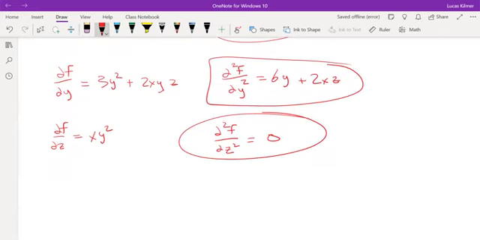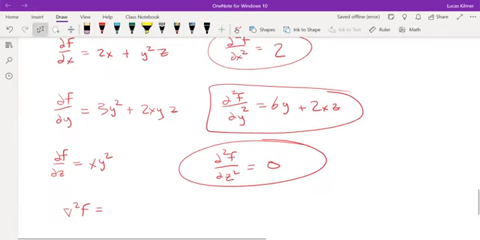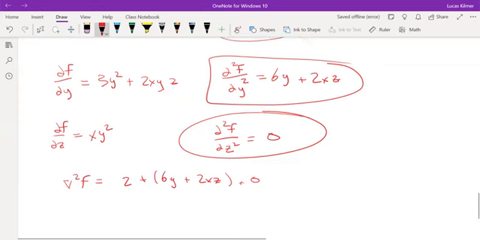So our Laplacian then is going to be the partial up here with respect to x squared, which is 2. So 2 plus 6y plus 2xz. That's technically one whole component. And then plus 0. So our Laplacian in total, this is that formula, is going to be 2 plus 6y plus 2xz.